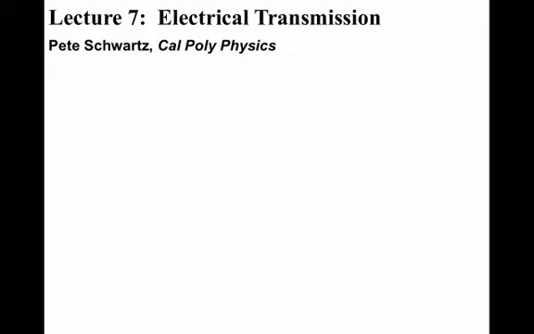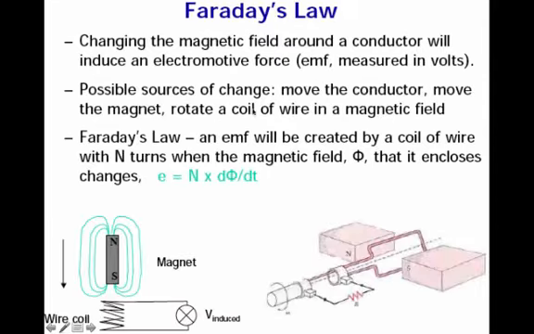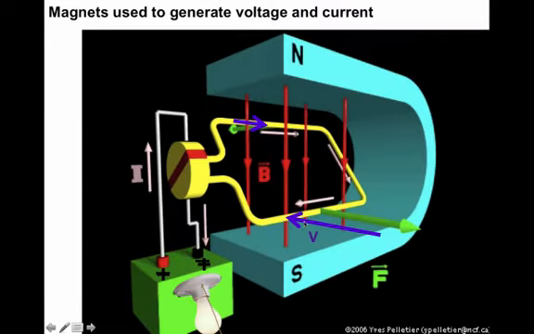Electrical transmission. This is about three words: transformers, high voltage, and alternating current. Faraday's law dictates how we can generate voltage in a coil by changing a magnetic field through that coil. In a generator, we can change the magnetic field in that coil by rotating it. This is what we learned about in the last lecture, how we make a generator.